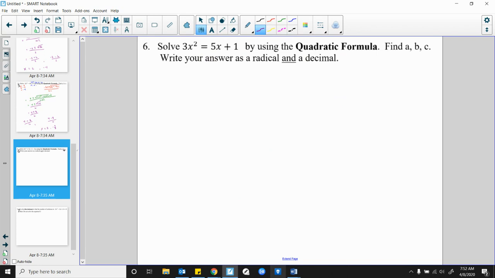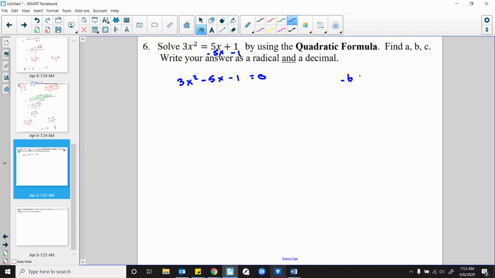We have 2 more here. This one is solve using the quadratic formula. It's going to say write as a radical and a decimal, which means that we're not going to get a perfect square. The first thing we got to do is move this 5x over and move this 1 over. So we end up with 3x squared minus 5x minus 1 equals 0.